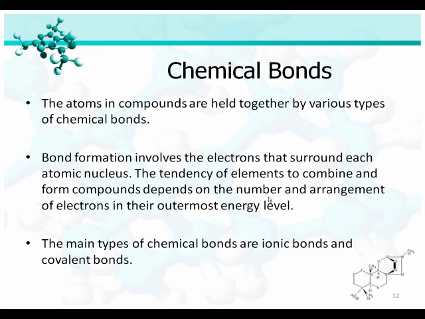Chemical bonds. The atoms and compounds are held together by various types of chemical bonds. Bond formation involves the electrons that surround each atomic nucleus. The tendency of elements to combine and form compounds depends on the number and arrangement of electrons in their outermost energy level. The main types of chemical bonds are ionic bonds and covalent bonds.